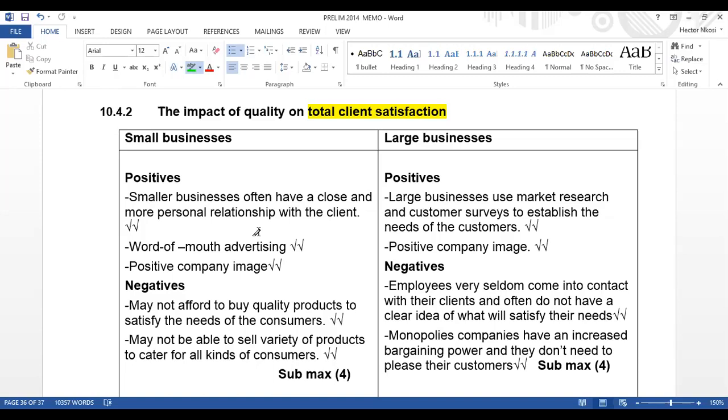But what are the bad things about total customer satisfaction? The bad things are that they may not afford to buy quality products to satisfy the needs of the customers. Also, they may not be able to sell a variety of products to cater for all kinds of consumers. So that's another thing that can be seen as a negative.